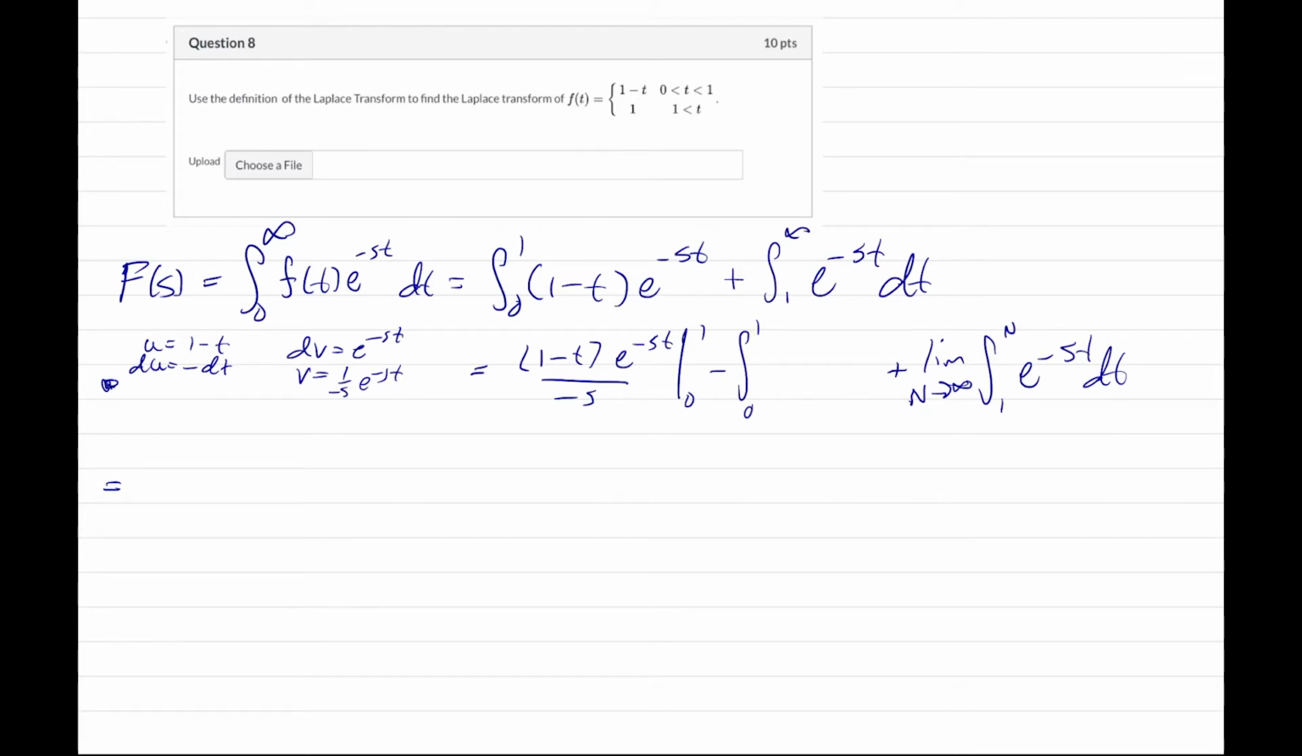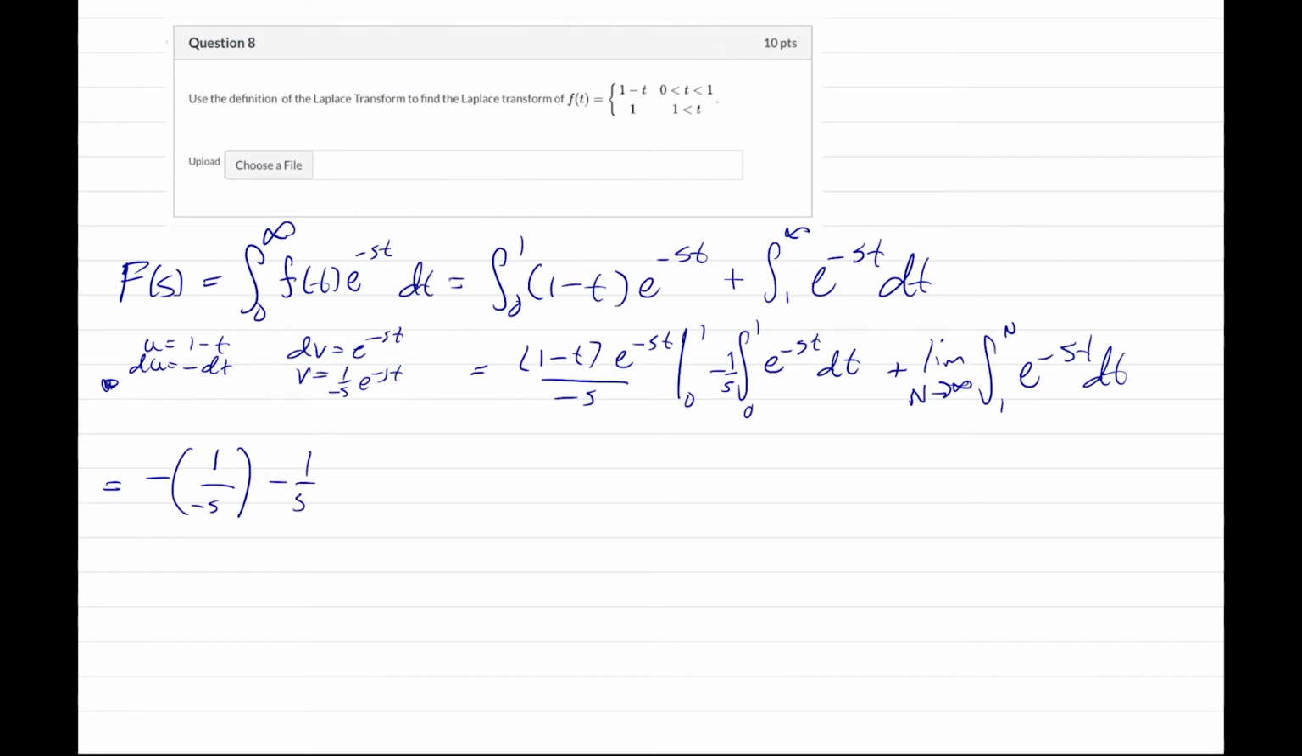So 0 to 1 of v, which is 1 over minus s times e to the minus st. Then we have a minus dt coming out of our du, so that kills the minus sign on the minus s. Okay, so evaluating this first term at 1 is going to give us just 0. And evaluating it at 0, we're going to have minus 1 over minus s. That's that first term.